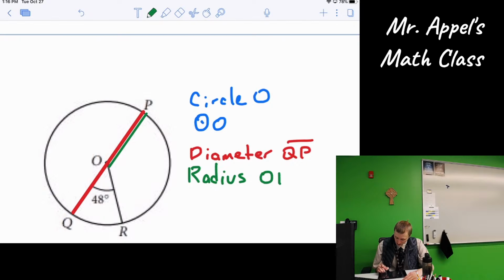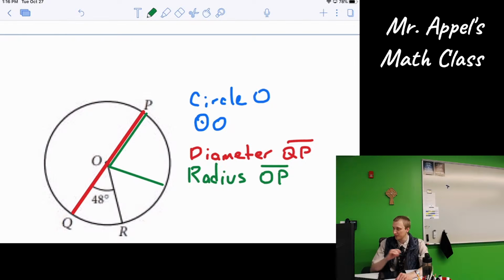And the radius is a segment that goes from the center to the edge of the circle, anywhere on the circle. And the defining feature of a circle is that the radius drawn anywhere is exactly the same length. A circle is in fact defined as all of the points the same distance from a single center point. Okay? So no matter where I draw this radius, it should always be the same length.